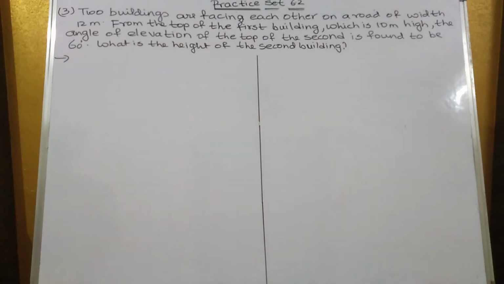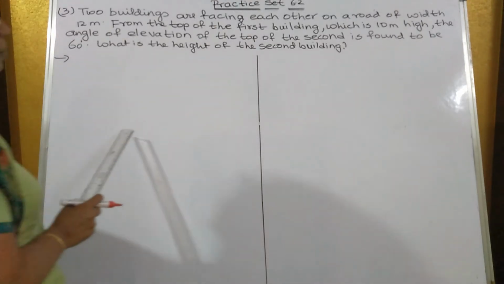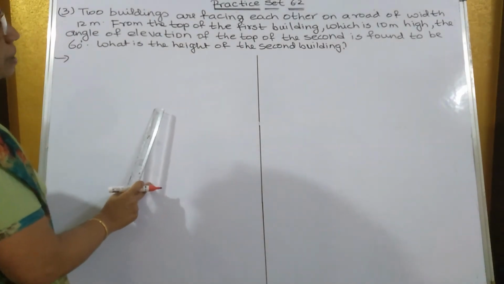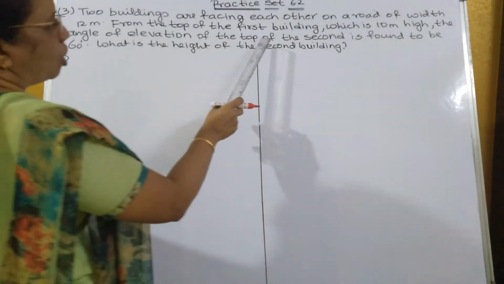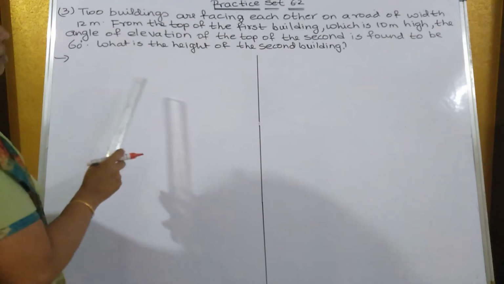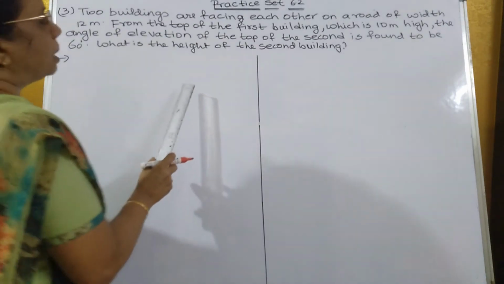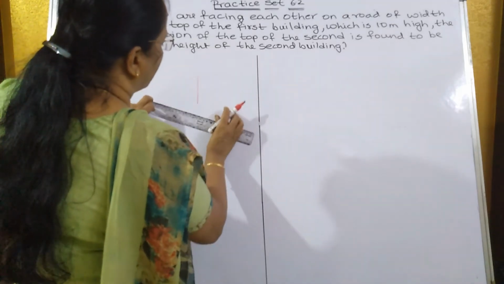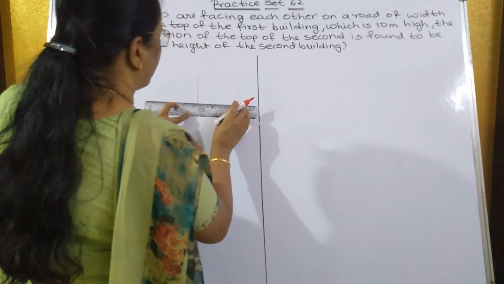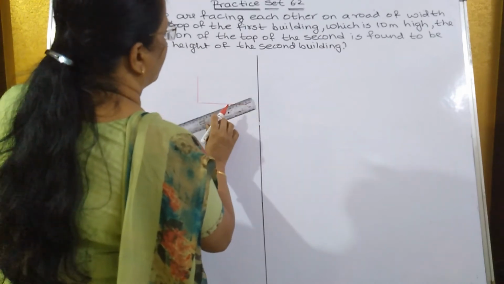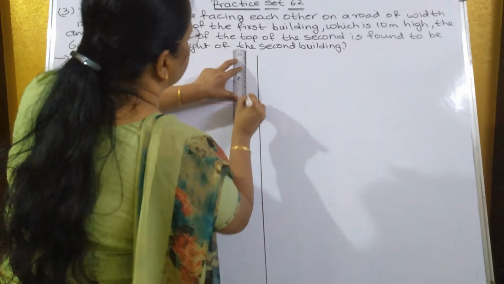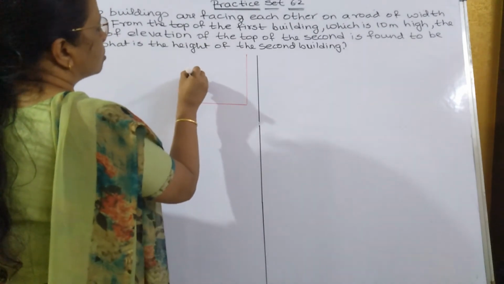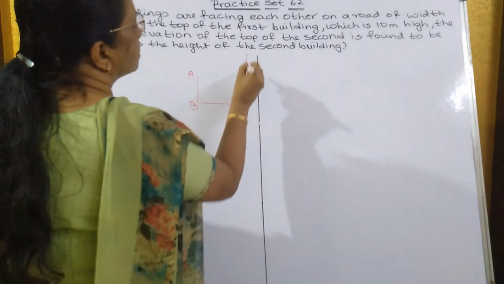Now sum number 3. Two buildings are facing each other on the road of width 12 meter. From the top of the first building, which is 10 meter high, the angle of elevation of the top of the second is found to be 60 degree. That means one of the buildings is taller than the other building. So let us take the two buildings. And this is the second building. Let us assume one of the buildings is taller and the other building is shorter. So let us name this as AB and this as CD.